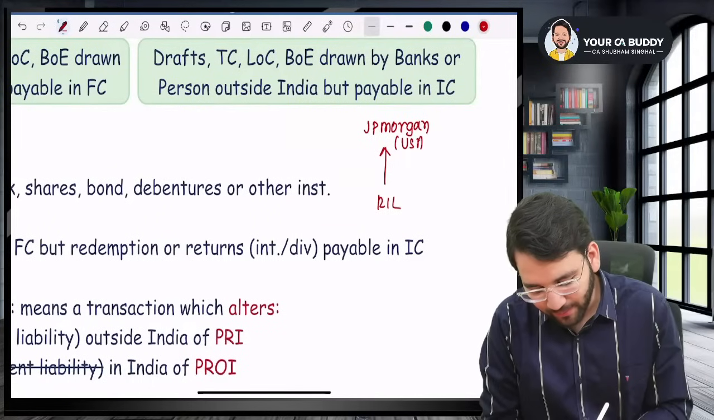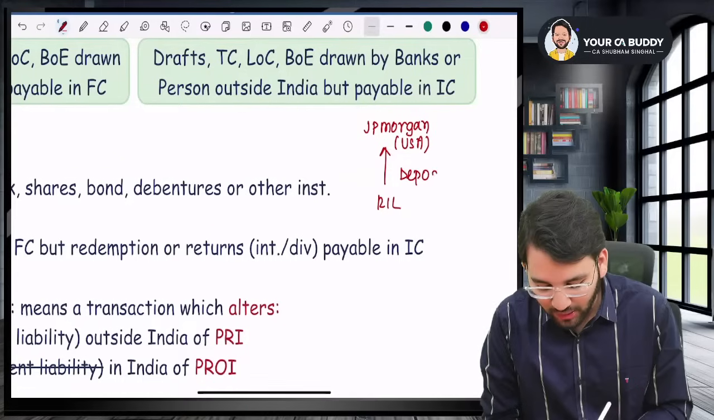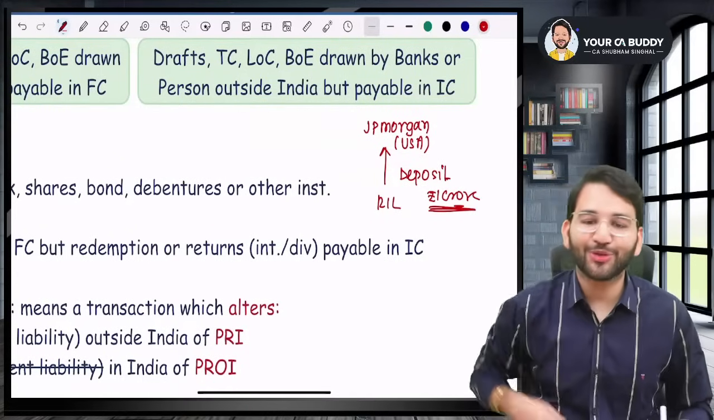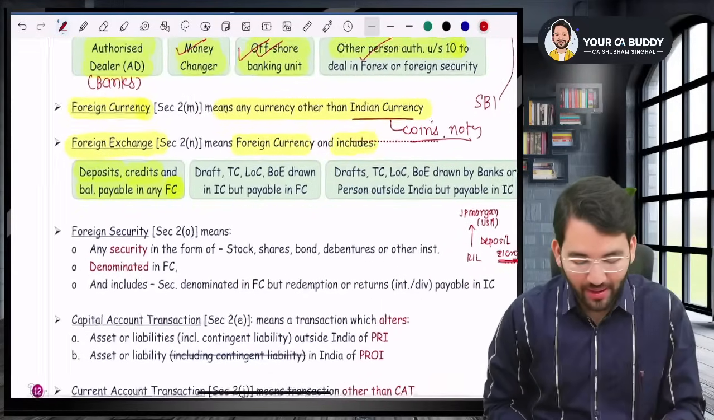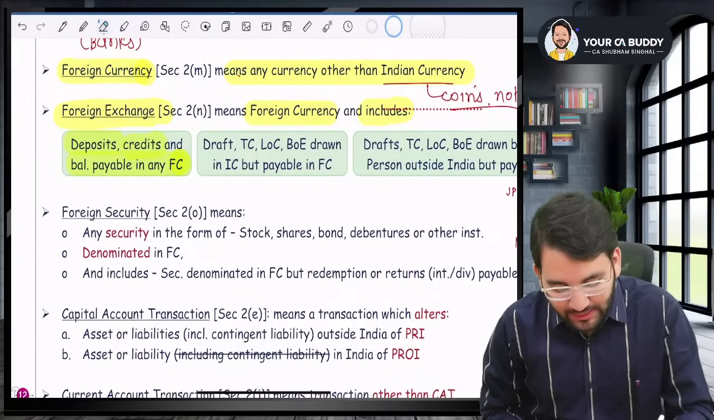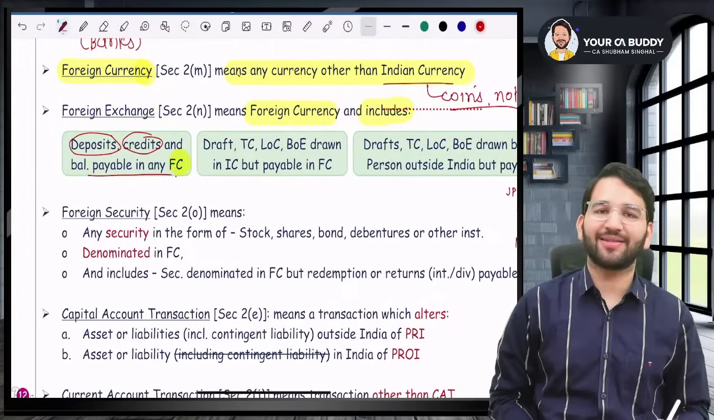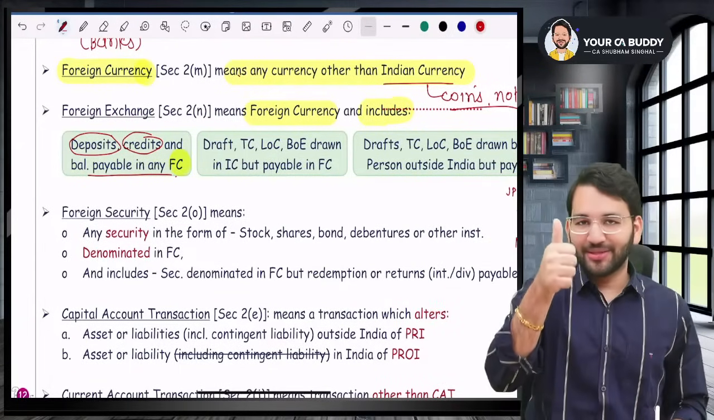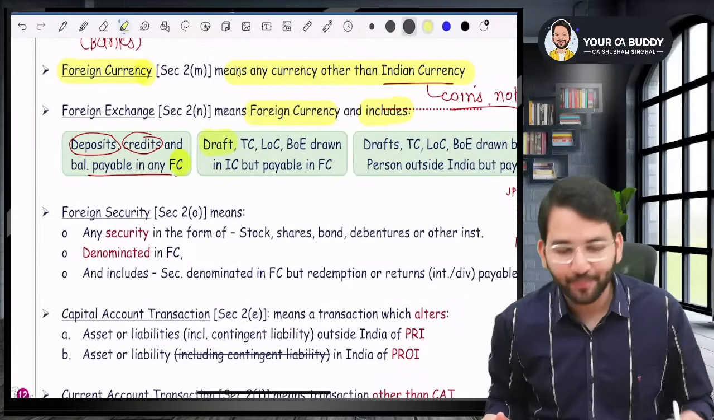Sir, for example, if a company, Reliance Industries, has deposited in a bank called JP Morgan. Where, sir? In USA. Okay. If Reliance has deposited rupees 1 crore in that particular bank, this deposit will also be considered as foreign exchange. So it is not just the rupees that you have, it is not just the money that you have, it is deposits also, it is credits also, and balance payable in any foreign currency. All these things are foreign exchange. Try to remember along with me, sir. Deposits, credits, or any balance payable in foreign currency. Next one, any draft.